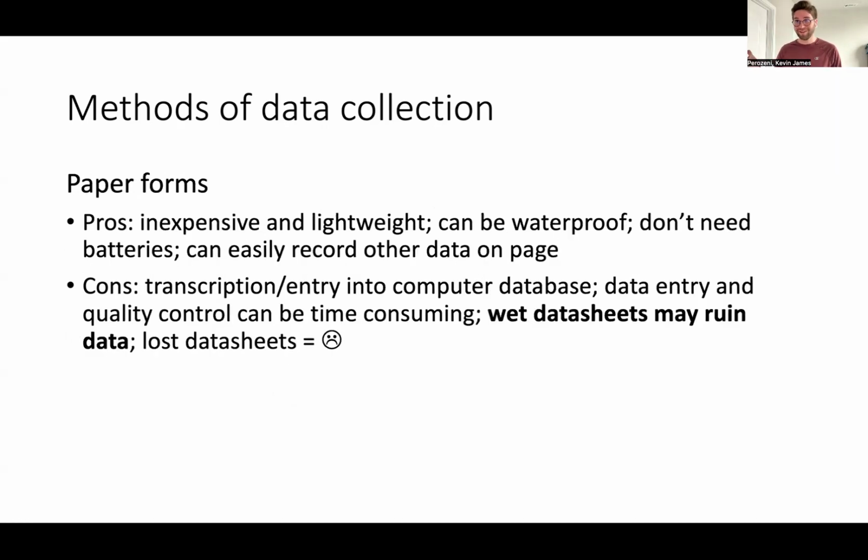And then finally, our trusted, true paper forms. And there's some big pros with paper. It's inexpensive, it's lightweight, you can bring it everywhere. It can be waterproof. That does add a little bit of cost, but you can get waterproof paper. You don't need batteries, and you can just easily record other data on that page. So if it's something you forgot, you can write it maybe in the notes section, and you just have that paper with you. You have a hard copy, which is usually really nice to have.